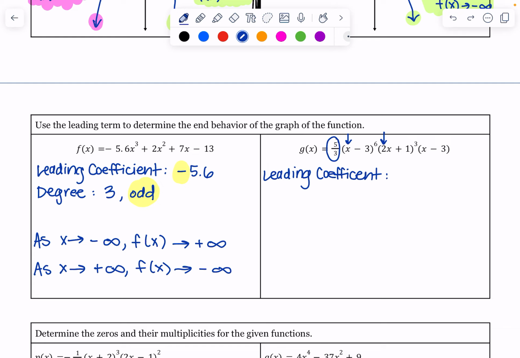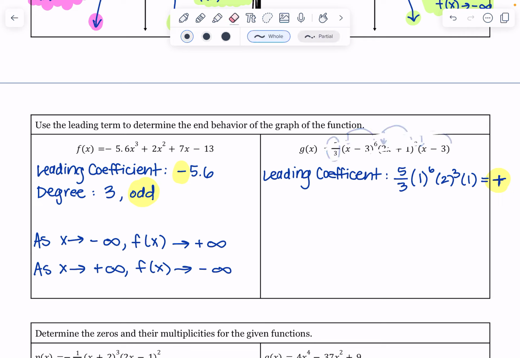Let's start with that. Okay, so if we have 5/3 times 1, and then there's a 1 here, we have times 1 to the 6th power, because there's a 6 here, and then we have 2 to the 3rd power, and then we have x to the 1 power, just a 1 here. So the leading coefficient, it doesn't really matter what number this is, but we know it's going to be positive. So I'll highlight that in yellow, but we know the leading coefficient is positive. It does not matter what it is. There's no way for all of what we looked at to give us anything negative.